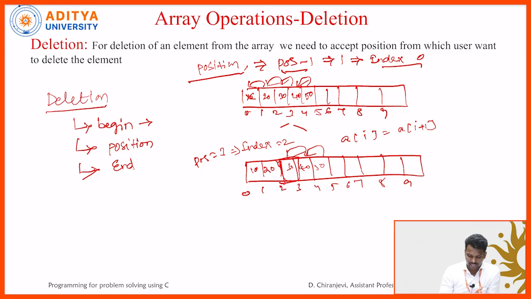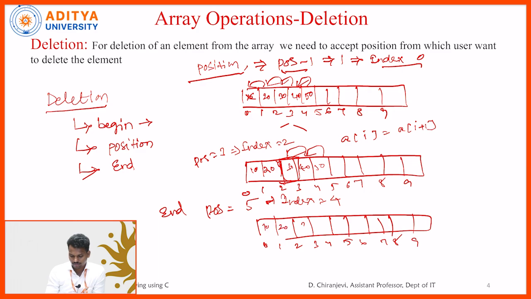Okay, let's say you want to delete the end element. The position in this case, the end, means position 1, 2, 3, 4, 5. So the position you give is 5, so you want to delete index 4. Let us say I have taken all 10 elements in this case. Now if you want to delete the end element.